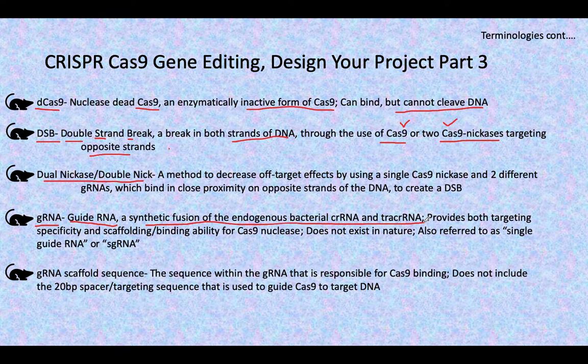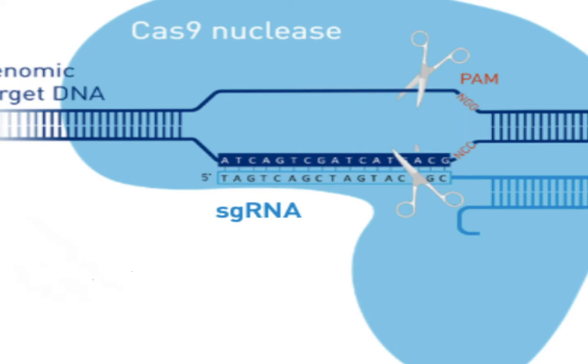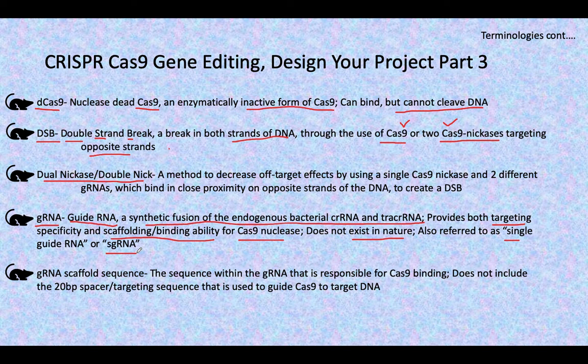So for this time, you just imagine that this is the complementary strand to that CRISPR. Later on we will talk about it in more detail and you will understand. Both targeting specificity and scaffolding binding ability for Cas9 nuclease does not exist in nature, also referred to as single guide RNA. Mostly I will use the term single guide RNA because I'm habitual to this one.